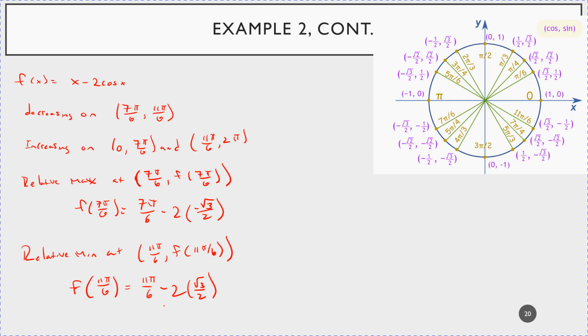So it's a lot of that increasing and decreasing. It's just with that extra part at the end where you look to see where it changes from increasing to decreasing. Increasing to decreasing means you've got a relative max. Decreasing to increasing tells you you have a relative min.